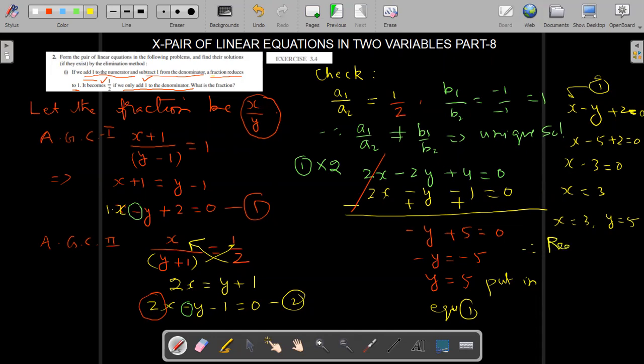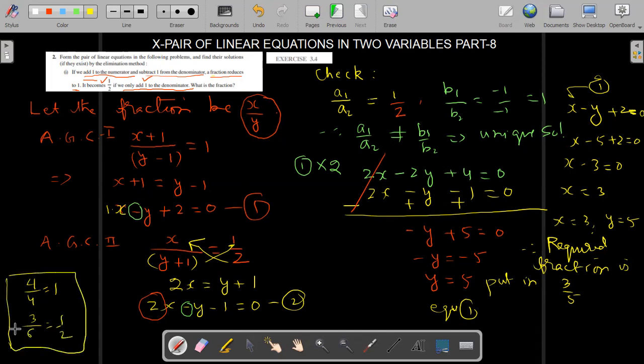Therefore, you should write the answer: required fraction. If you find x and y and you do not write the answer, you may lose half marks. So the required fraction is 3 by 5. If you want, you can check. 1 is added, 3 plus 1 will become 4, and 5 minus 1 will become 4, is equal to 1. If you add 1 to the denominator, this will become 6, so 1 by 2. So you can check also if you want to know whether your answer is correct.